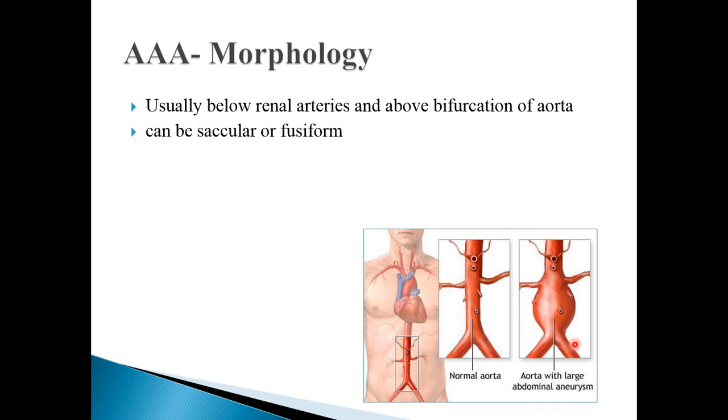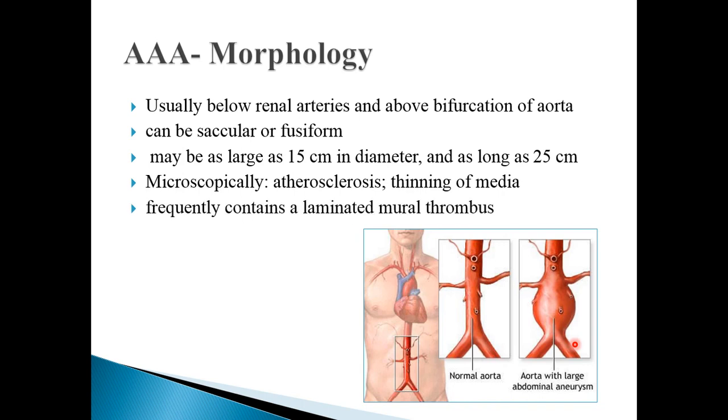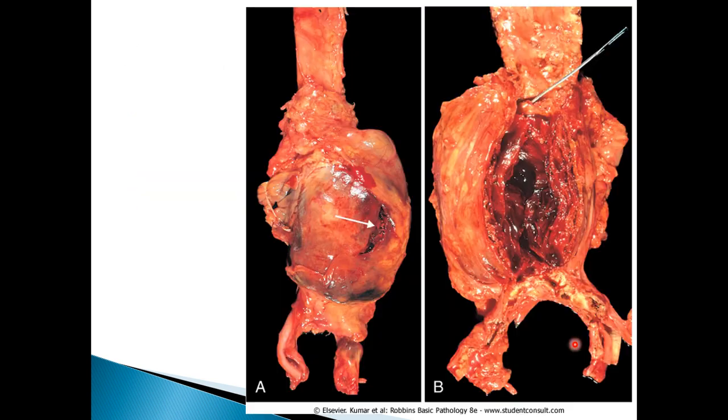It can be saccular or fusiform in shape, so again the shape does not mean anything beside mere description of the morphology. It may become very large in size. It may attain a diameter of 15 centimeters, and it can be as long as 25 centimeters in some cases. Under the microscope, because atherosclerosis is the main underlying mechanism of this problem, we could see evidence of atherosclerosis, atherosclerotic plaques, advanced lesions of atherosclerosis, and thinning of the media. This aneurysm frequently contains a laminated mural thrombus.